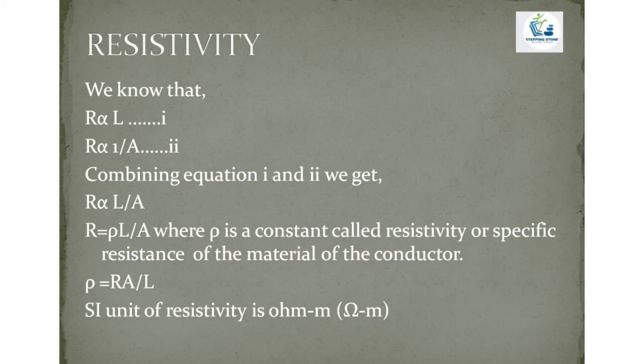Now if we remove the proportionality, we have to introduce a constant. So we can write R is equal to a constant rho into L by A. So this rho is a constant called resistivity or specific resistance of the material of the conductor. So from this relation we get rho is equal to RA by L. This is the relation for resistivity. SI unit of resistivity is ohm meter.